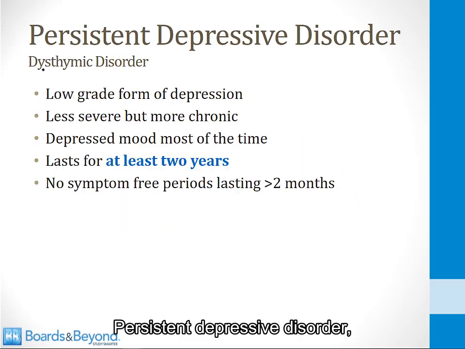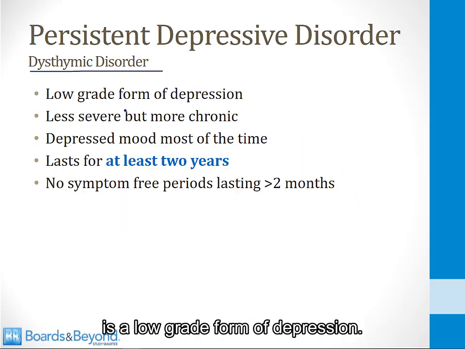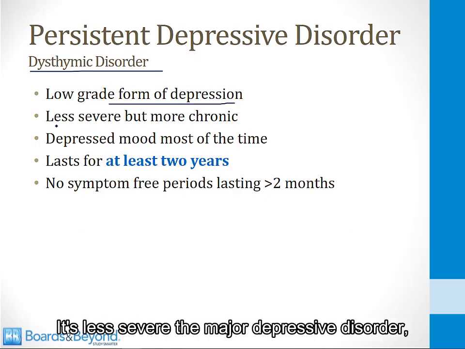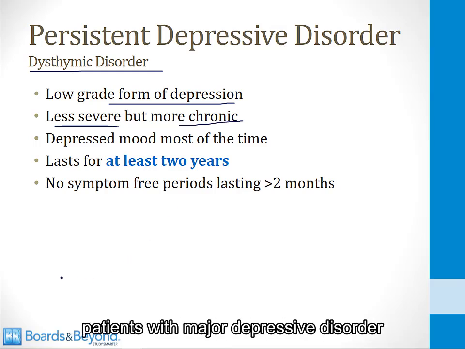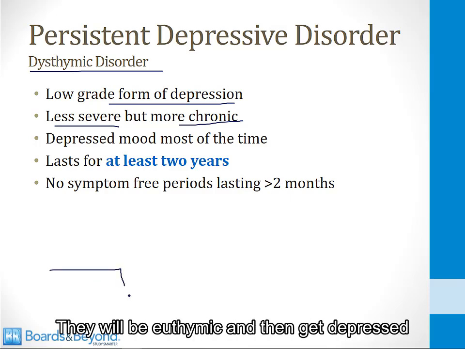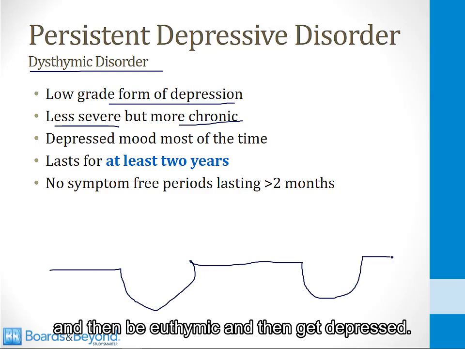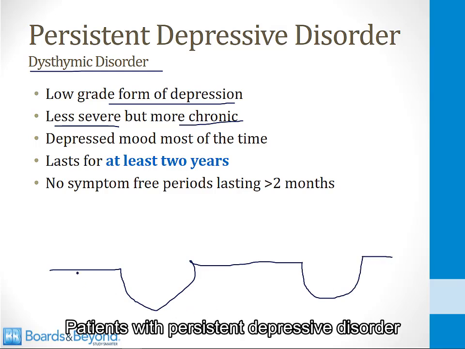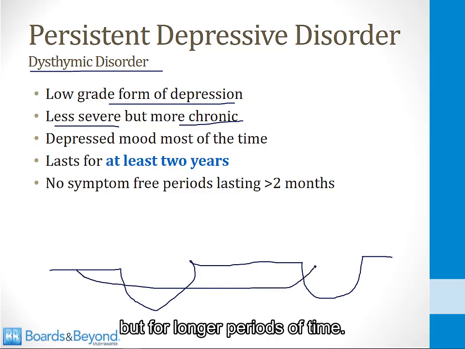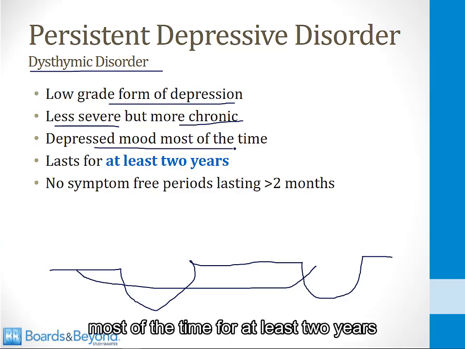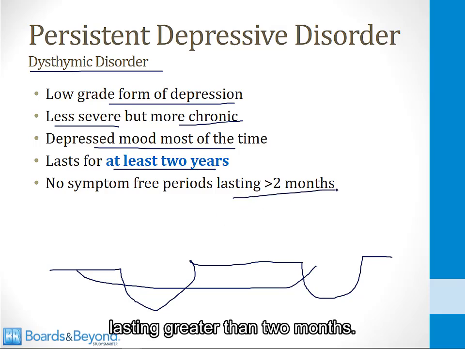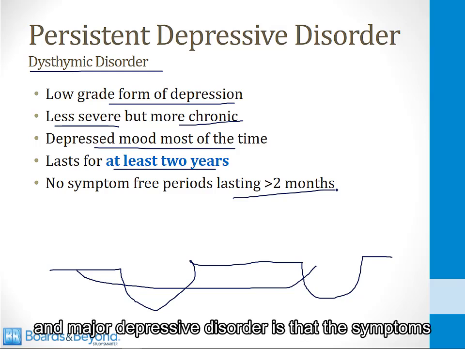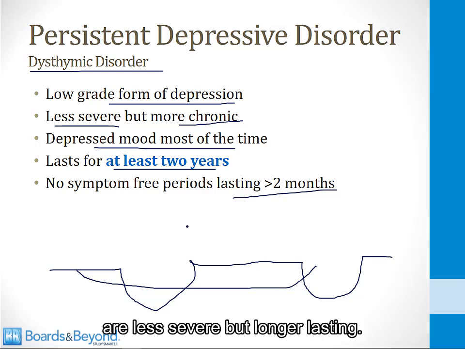Persistent depressive disorder, which is also sometimes called dysthymic disorder, is a low-grade form of depression. It's less severe than major depressive disorder, but more chronic. As I told you earlier, patients with major depressive disorder tend to have episodes. They'll be euthymic and then get depressed, and then be euthymic and then get depressed. Patients with persistent depressive disorder tend to be mildly depressed, but for longer periods of time. To meet criteria for this disorder, the patient has to have a depressed mood most of the time for at least 2 years and no symptom-free period lasting greater than 2 months. The major distinction between this and major depressive disorder is that the symptoms are less severe but longer lasting.